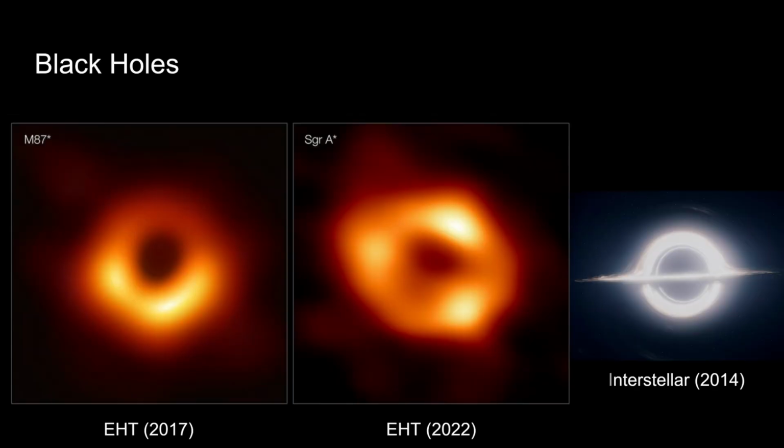So the two images on the left are of the black hole in the galaxy M87 and Sagittarius A star. Sagittarius A star is actually the black hole at the center of our galaxy. I also used an image from Interstellar because Kip Thorne, who is now a Nobel Prize winner, was a producer of this movie, and he did calculations for when they were going around the black hole, and you can actually see how close it is to reality.